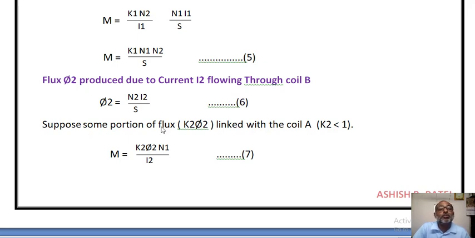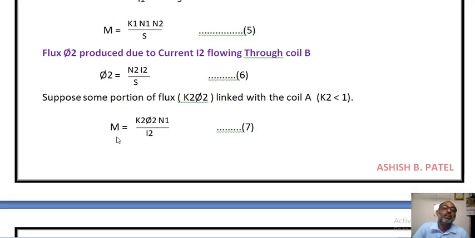Similarly here, suppose some portion of flux K2 Φ2 is linked with the coil A. So the value of K2 here also is less than 1. So we can write the mutual inductance between these coils: M is equal to K2 Φ2 N1 by I2. Here you can say the flux linked with this coil A which consists of N1 turns.